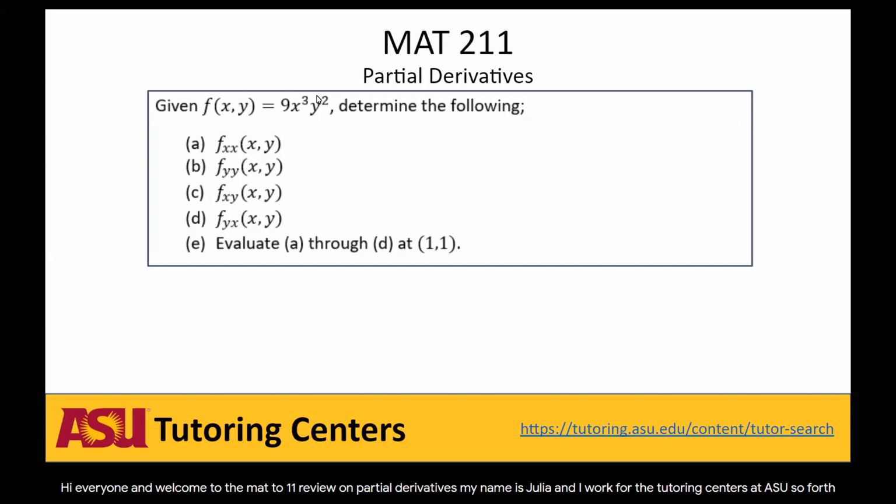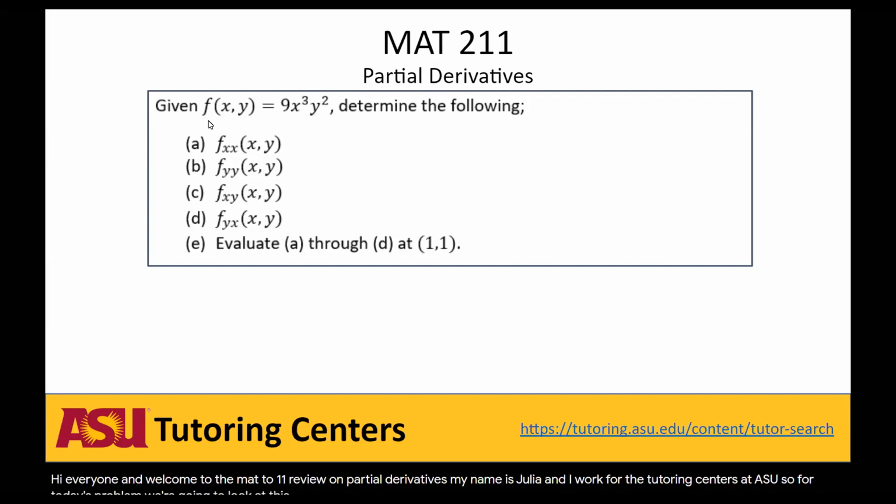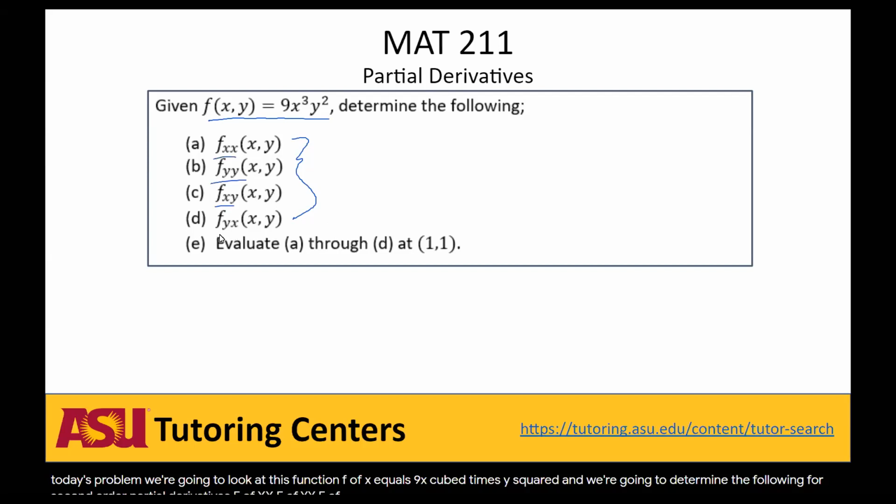So for today's problem, we're going to look at this function, f of x, y equals 9x cubed times y squared, and we're going to determine the following four second-order partial derivatives: f of xx, f of yy, f of xy, and f of yx. And then we're going to evaluate all of these at the point (1, 1).